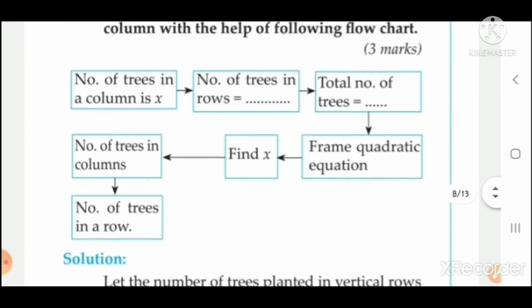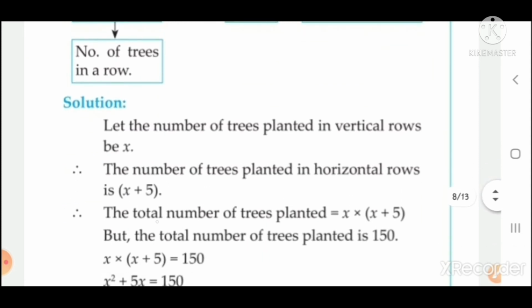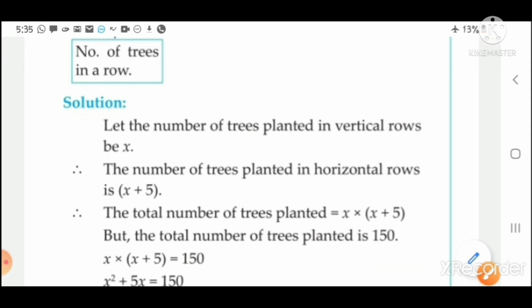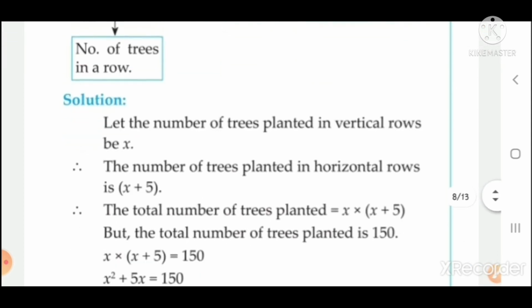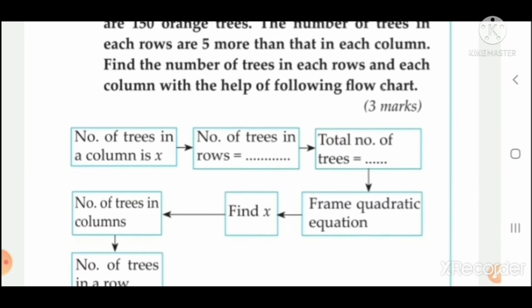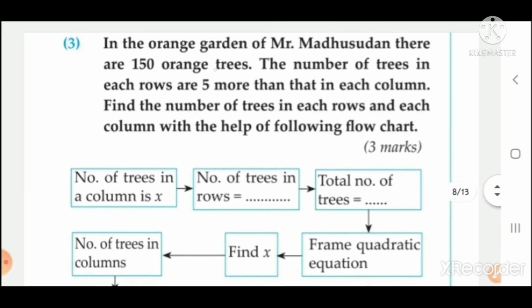Then next they have told total number of trees. So total number of trees planted will be what? x into x plus 5. Total number of trees को क्या करते हैं हम लोग? Vertical row column में कितने trees हैं? x. और horizontal rows में कितने trees हैं? x plus 5. दोनों को multiply करेंगे ना, तो total number मिल जाएगा आपको, right? So x into x plus 5. But the total number of trees planted is 150, they have told. See here, total number of trees are 150.